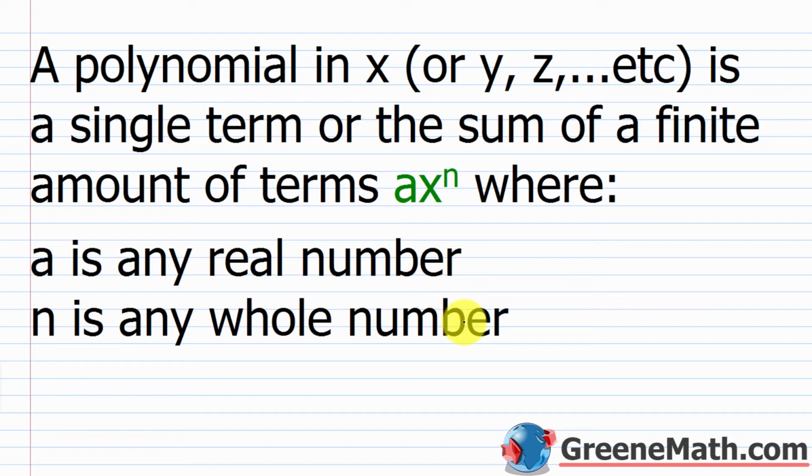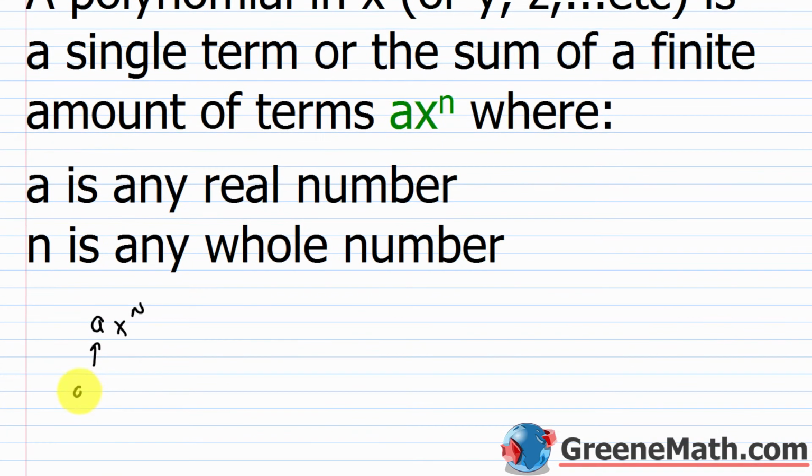So what they're saying is that we have ax to the power of n. A is any real number. So anything you can think of can be plugged in for a. Could be a negative, could be a positive, could be a fraction, anything you can think of can be plugged in there. So any real number. X is the variable. So that doesn't have to be x.